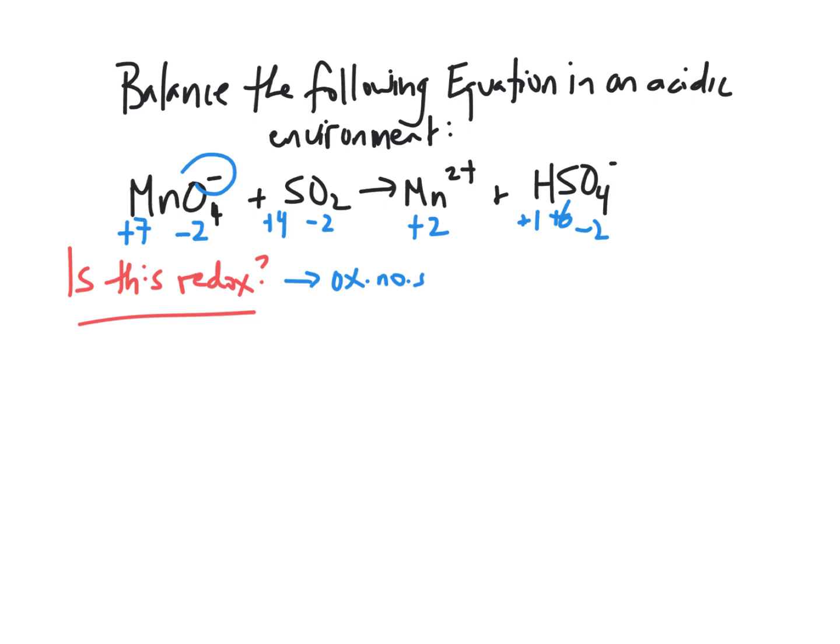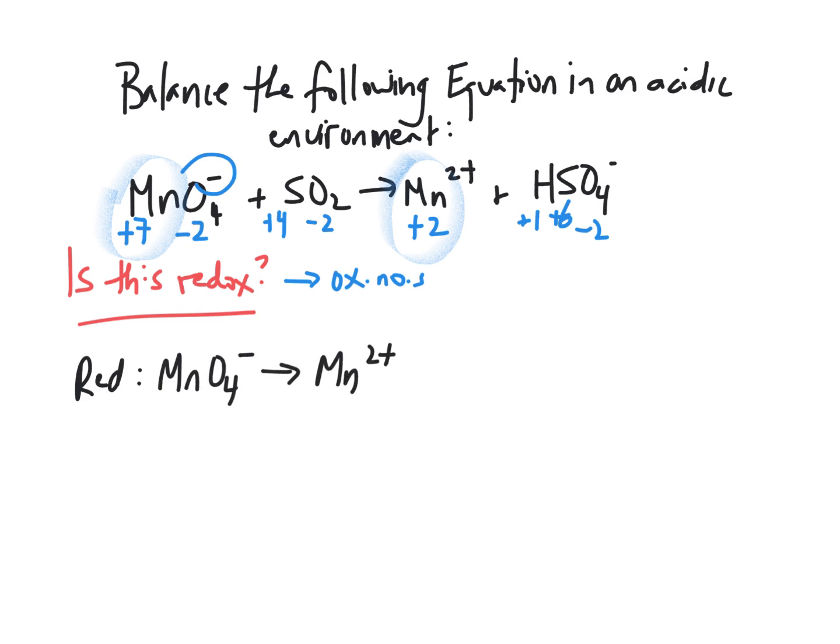Okay, so then where do we see differences in oxidation numbers? Yes, we see manganese here goes from a +7 to a +2, okay? So when the oxidation number goes down, that is reduction, right? So we will write a reduction half reaction over here. So the reduction half is going to be MnO4 minus going into Mn2 plus.